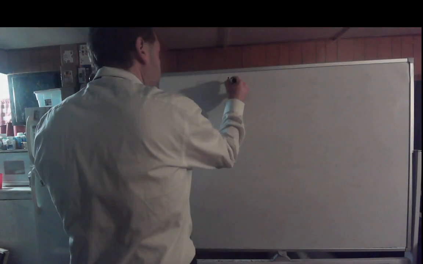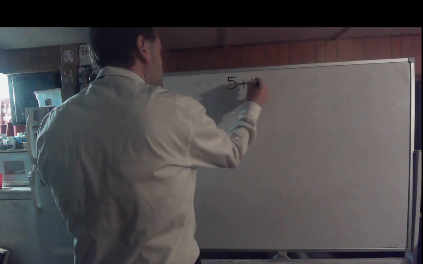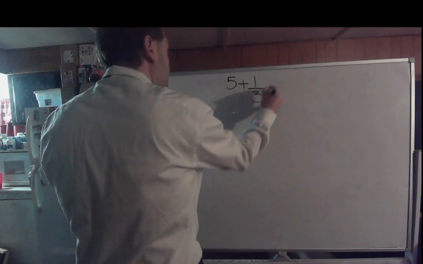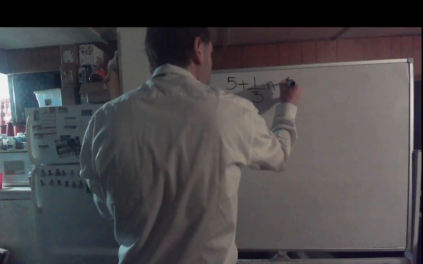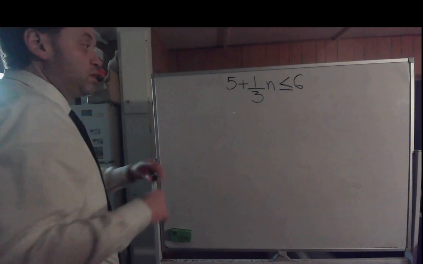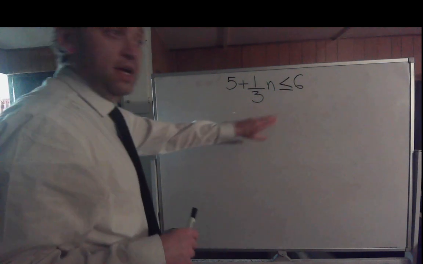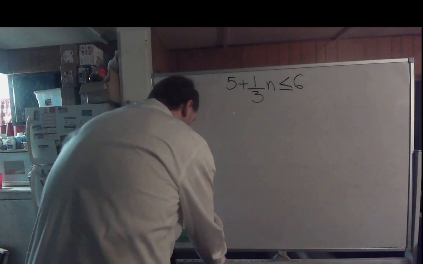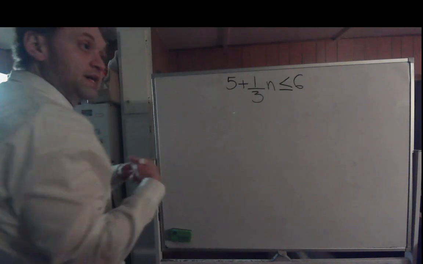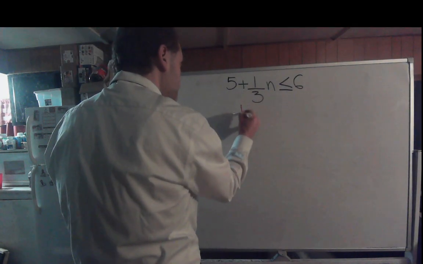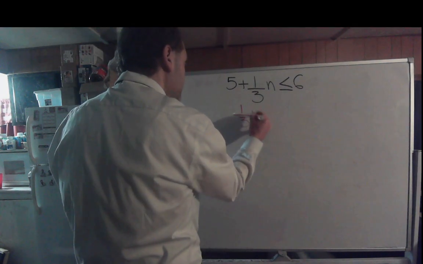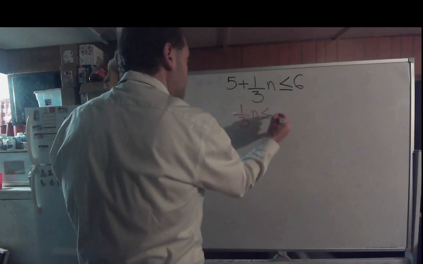We have here 5 plus 1/3 n is less than or equal to 6. So we have the inequality 5 plus 1/3 n is less than or equal to 6. So let's get that 1/3 n by itself, which means you subtract 5 from both sides, so you would get 1/3 n is less than or equal to 1.